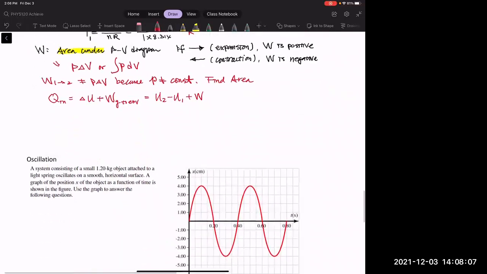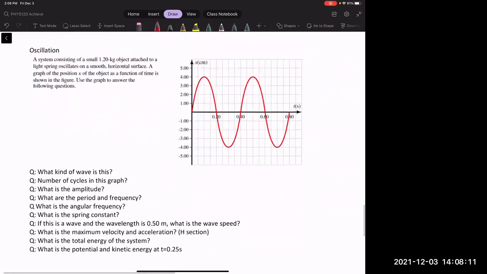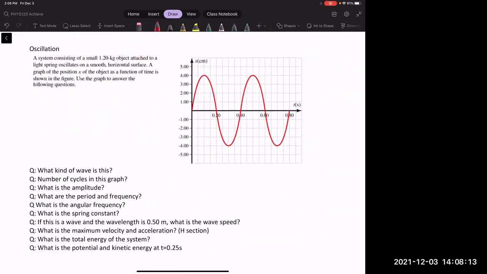Okay. Sorry, I went over the time, but let me finish this one here real quick. This is an oscillation and wave problem. So you are given a graph, and they tell you this is an object with 1.2 kilogram, and it oscillates like this. We're going to look at this graph to tell a few things here.